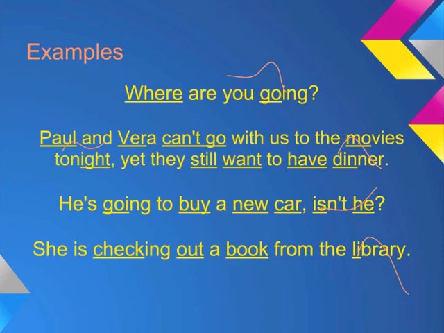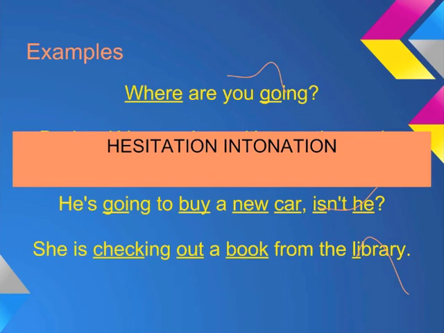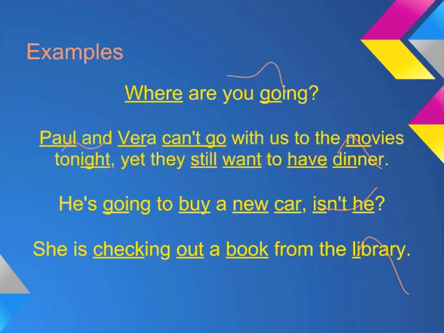Okay, let's look at the second example. What type of intonation are we using here? If you said hesitation, you're correct. Mostly because this is a longer sentence, and we recognize that there's a comma indicated here, that we're going to put a hesitation on the word before it. Of course, don't forget we're still going to have a rising and perhaps slightly falling intonation at the end. Let's try this one. Paul and Vera can't go with us to the movies tonight, yet they still want to have dinner.